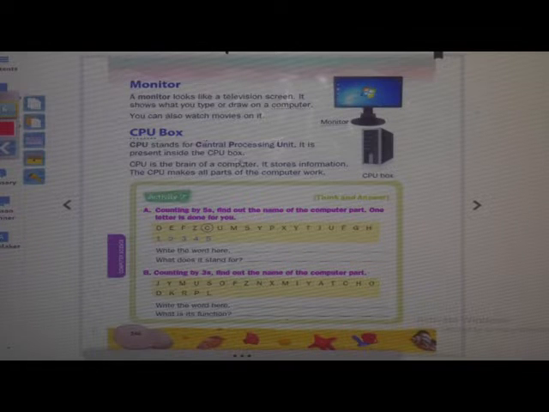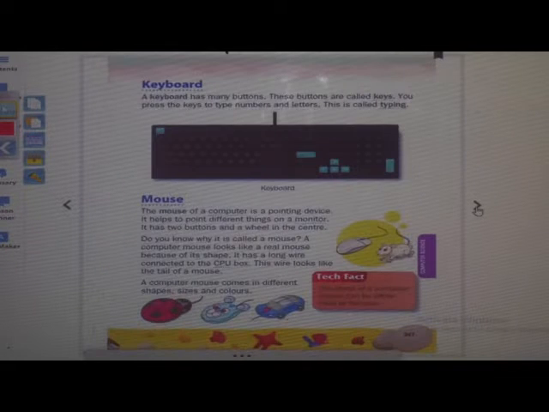Next, CPU. CPU stands for Central Processing Unit and it is the brain of the computer and it also stores information. The CPU makes all parts of the computer to work. CPU is the brain of the computer. So it makes all parts of the computer to work. And we have also solved this activity number 2.